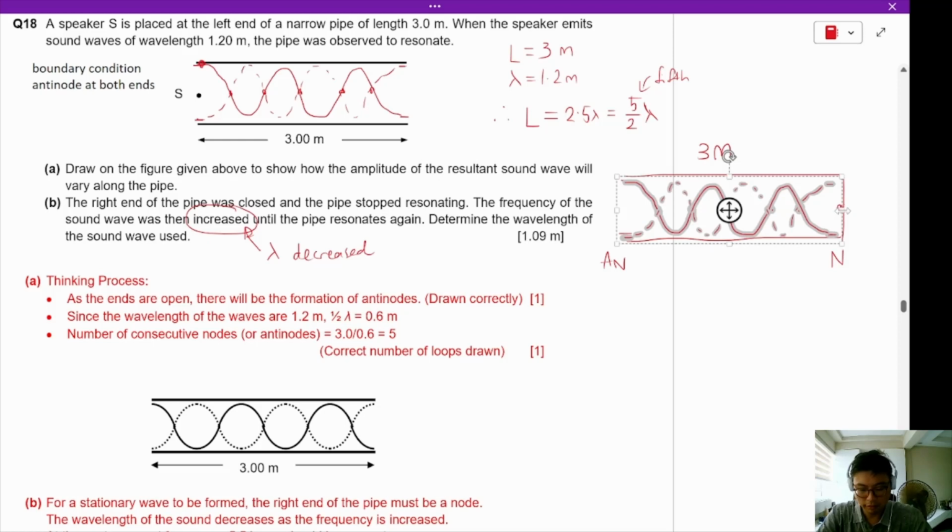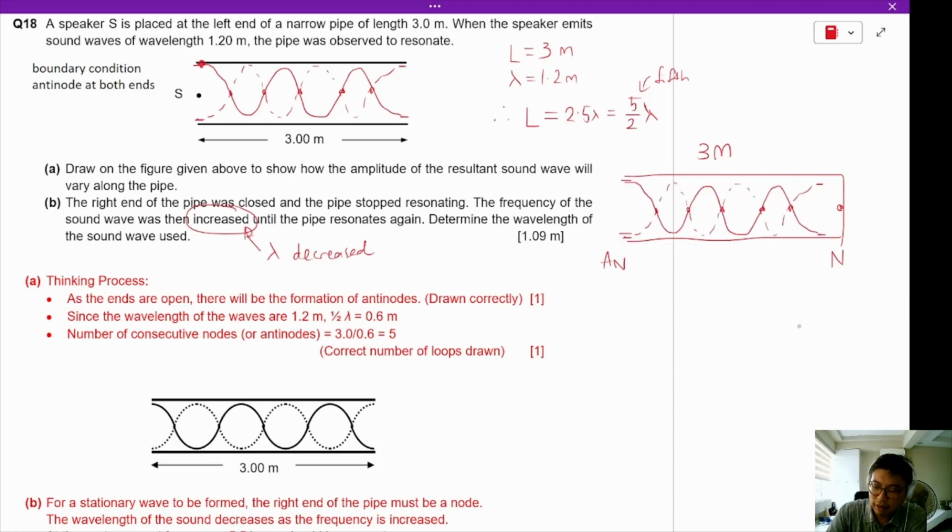Push, push, push to the left. Oops, that's too much. Let me squash it to the left over here. Then I'm going to complete the wave until it forms a node at this end. Ta-da! So this is going to be our new standing wave, the new standing wave of a higher frequency.